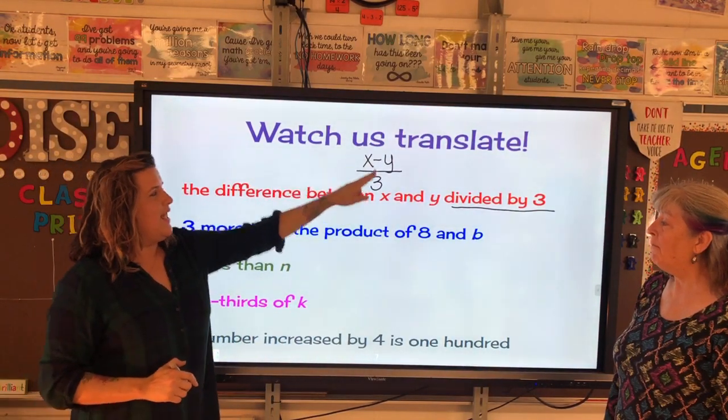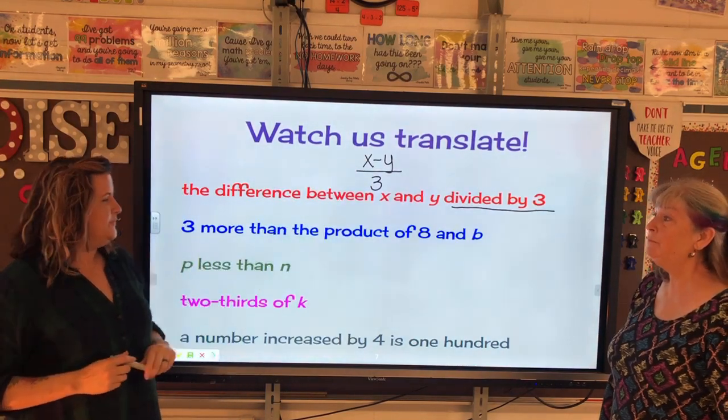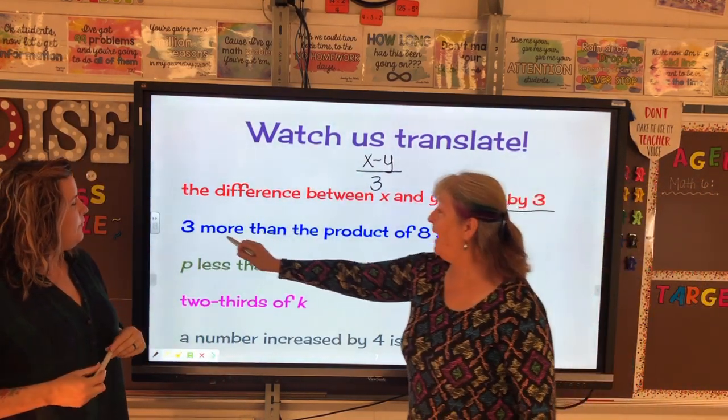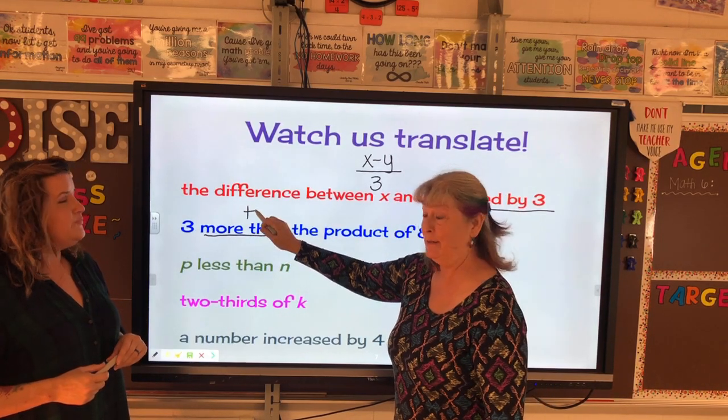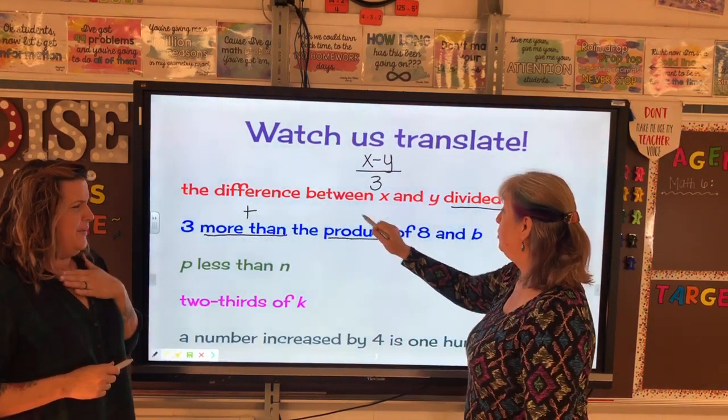Words into an actual expression. Okay, so this one, I have 3 more than. Now, more than means I'm going to add to it. And this product means I'm multiplying.